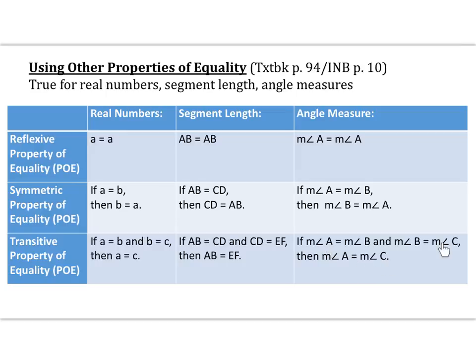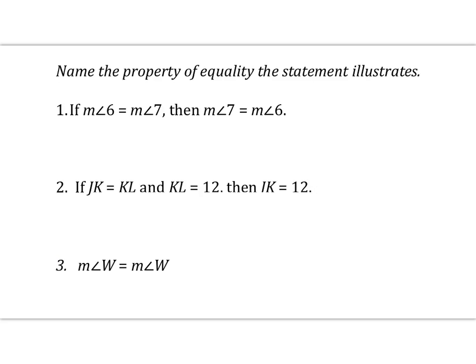So measure of angle A and angle C are both equal to the same measure B, therefore they must be equal to each other. All right, so let's just practice naming the property of equality for the statements illustrated below.